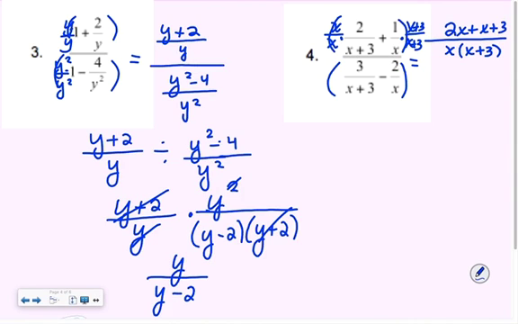Now, in order to not get a linking error, I now need to work on the denominator, because I'm saying this is equal. What's the LCD in the denominator? Is it the same? X times x plus 3. Yeah, x times x plus 3. Good.